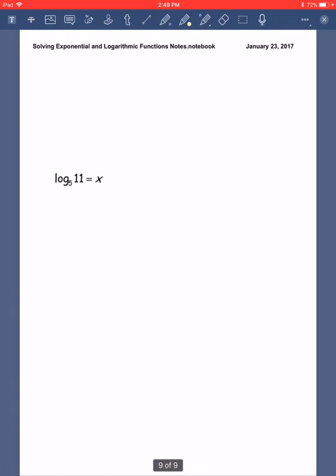And last example, log base 5 of 11 equals x. So I only have one logarithm. I don't have anything to do here other than put this in exponential form. So my base is 5. I'm raising it to the x power, and that equals 11. Now, I have a base of 5 and a base of 11. I can't get those to be the same base.